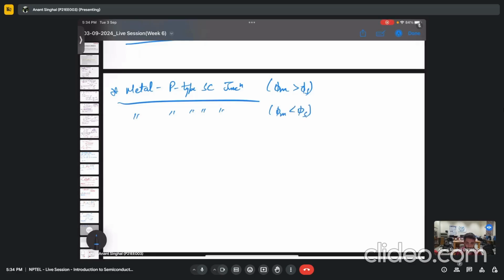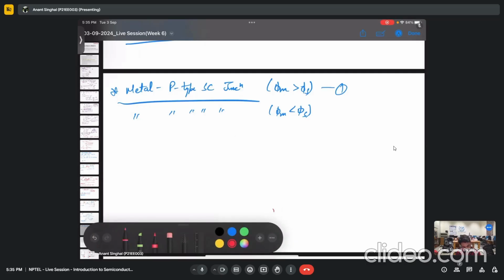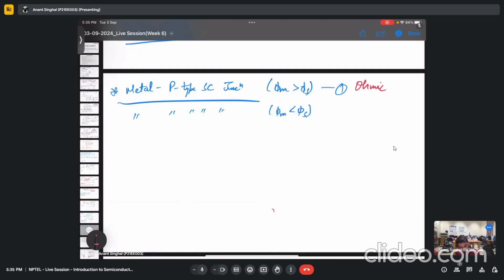So can anyone tell which one will be Schottky and which one will be ohmic? Maybe you can try to make the band diagram for the first case and you will get to know which one will be ohmic and which one will be Schottky. Do you want to draw the band diagram or tell directly, maybe if possible? Phi m greater than phi s will be ohmic. Okay, and why is it the case? You have said phi m greater than phi s will be ohmic.